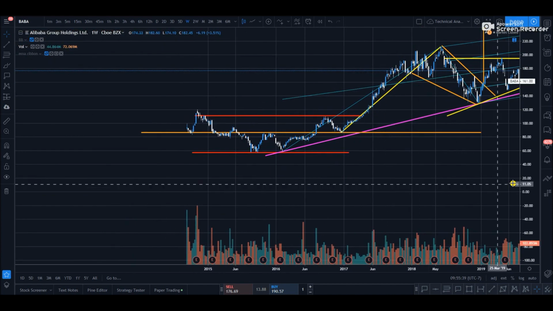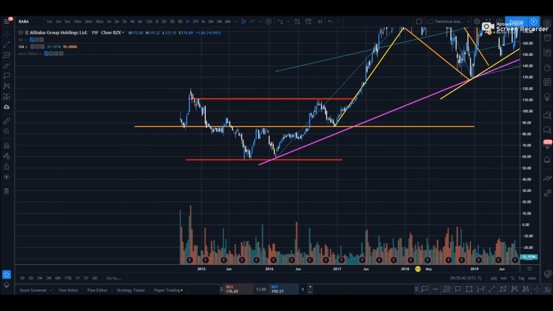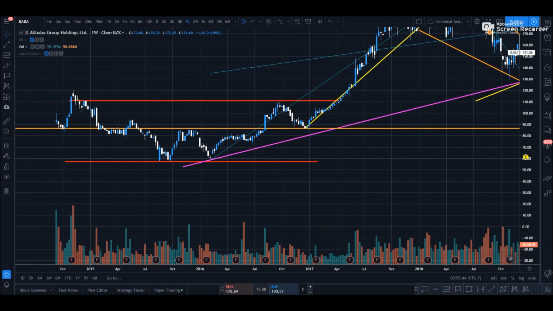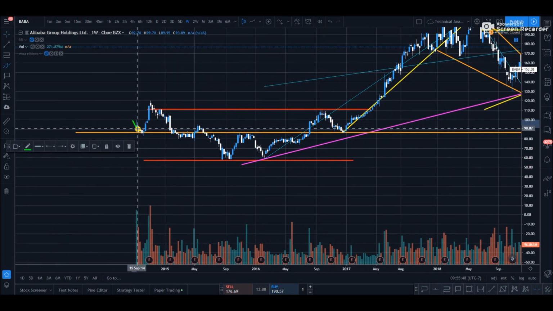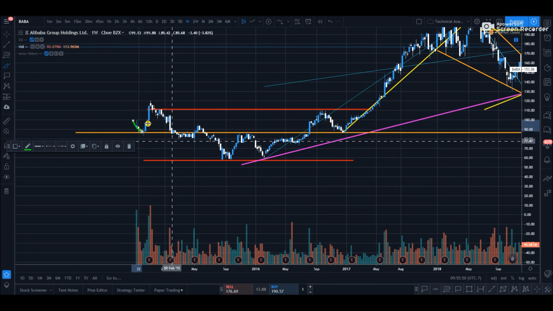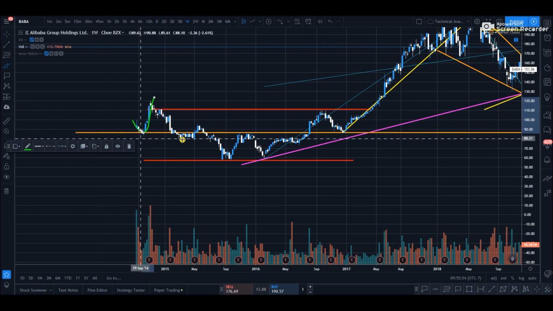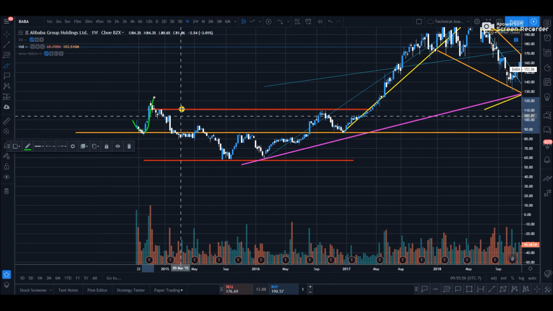So let's start with this channel right here. As you can see in the beginning of its early stages, we broke down, actually tested a support. We didn't know this was support yet, but after we went up and impulse, we can draw that line to know, okay, this is a support so far.